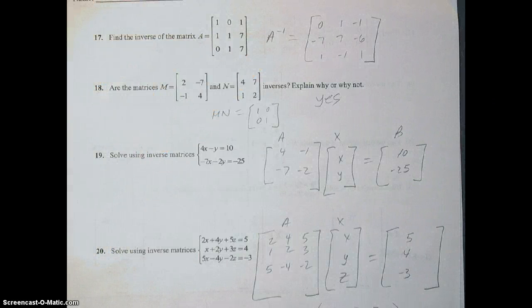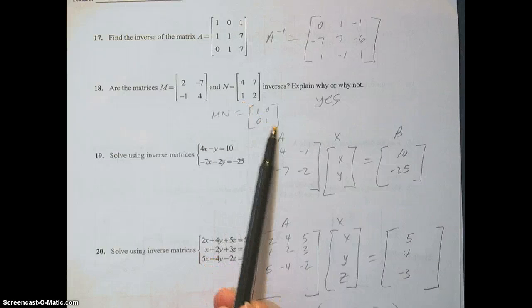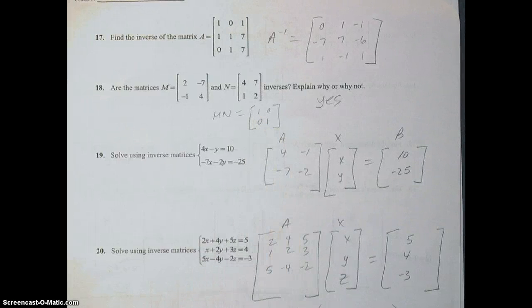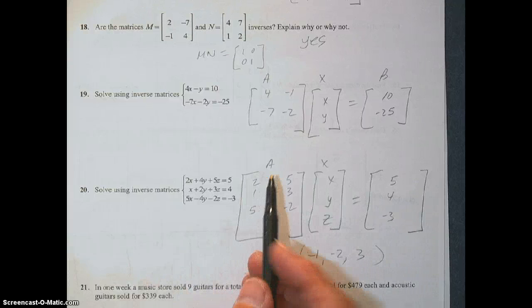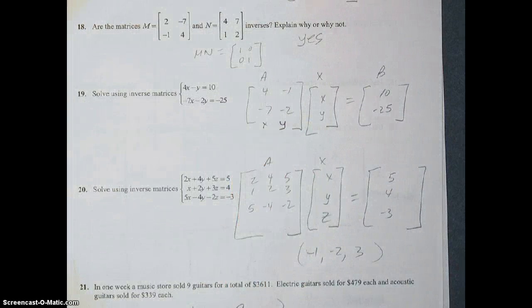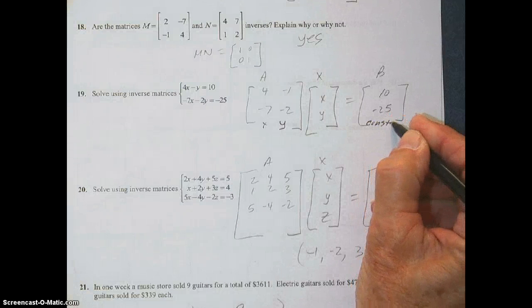Number 18, why are they inverses? We talked about if we multiply these 2 matrices together, we get what's called the identity matrix. In the identity matrix, the main diagonal is 1s and everything else is 0s. And then 19 and 20 are how we used inverses to solve for x and y. So our A matrix is the coefficients of our x and our y. The B matrix is our constants.